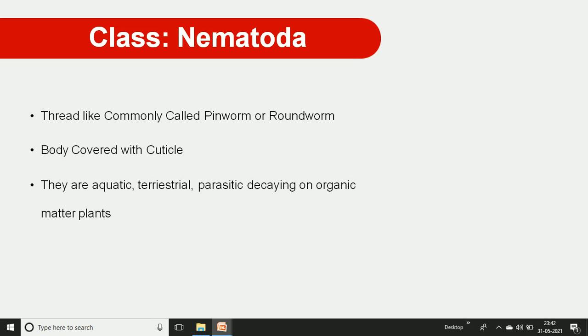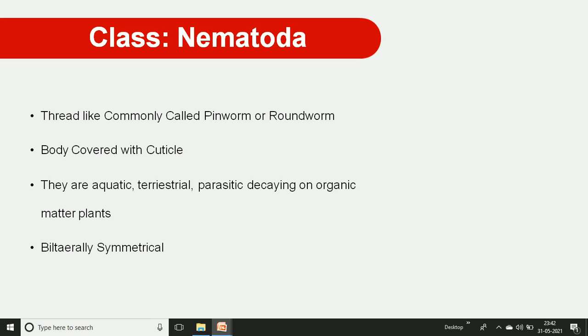Then these nematode worms show different modes of life and different habitats. A few nematode worms are found in the aquatic habitat. Some are found in the terrestrial habitat. Some show a parasitic mode of life, living on decaying matter of organic plant content. These are the specific environments where nematode worms are harbored.